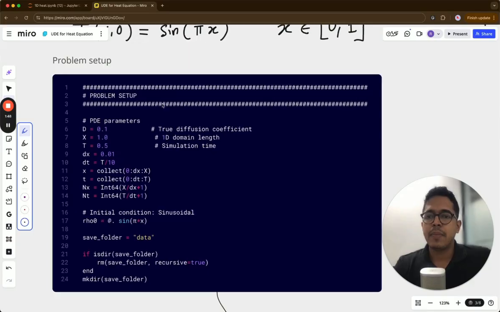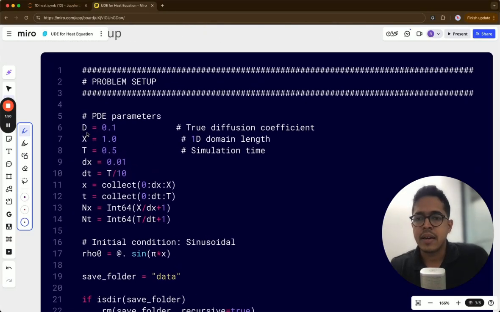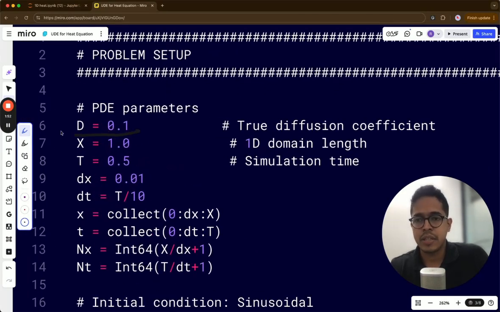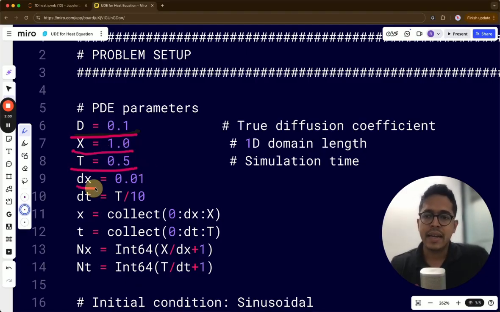So here in the problem setup, we are using 0.1 as the known diffusion parameter, for simulating the ground truth data. The maximum value of x is 1. The maximum value of time is 0.5. dx, the discretization in x, is 0.01.